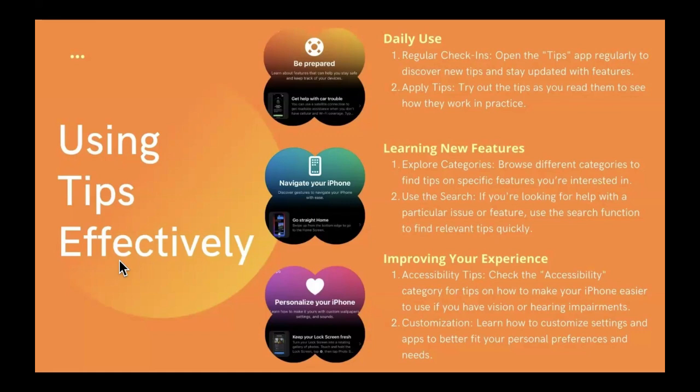Finally, improving your experience, the accessibility tips will allow you to make your iPhone easier to use if you have special accommodations such as vision or hearing impairments. So really making sure it's accessible to you and having it come with ease rather than struggling if the text is too small. You don't want to be always zooming in. You can make the text bigger.